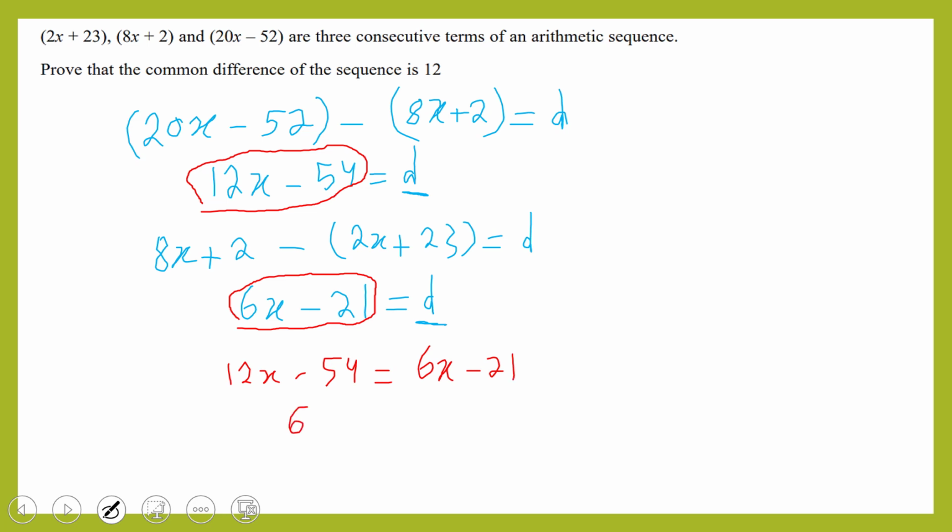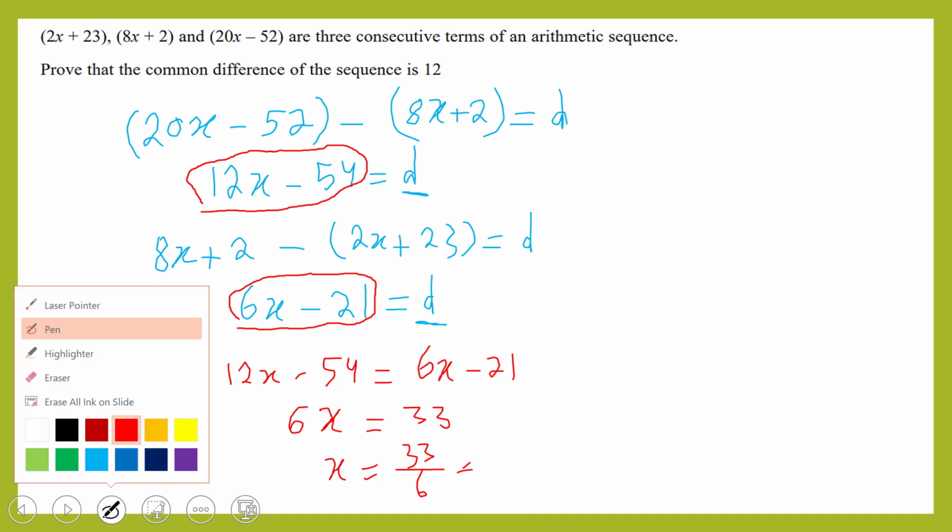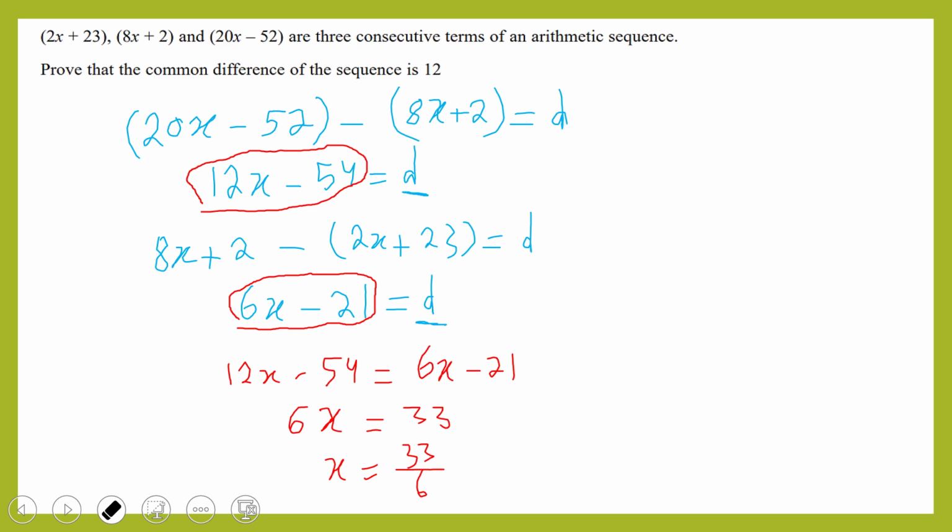So 6x equals, if you take 54 to the other side, 54 minus 21, and the answer will be 33. So x will be 33 over 6, which I think is 5.5. Yes, so the value of x is 5.5 after solving this equation.